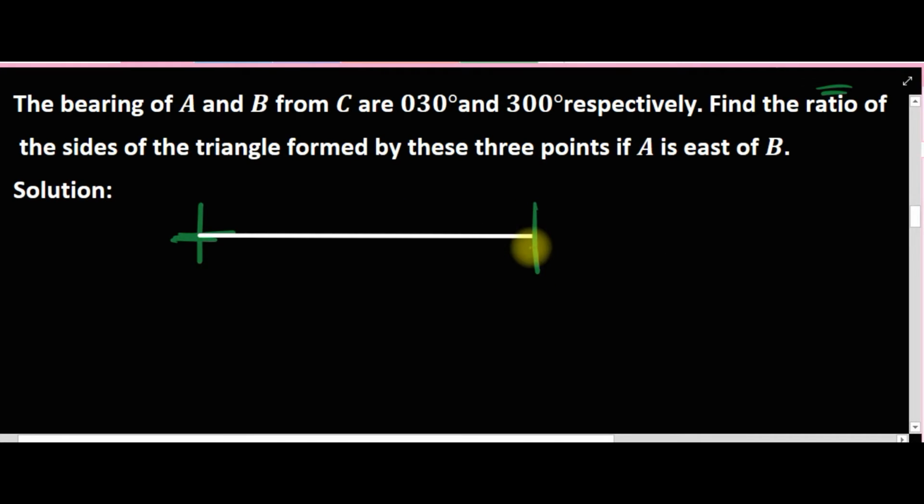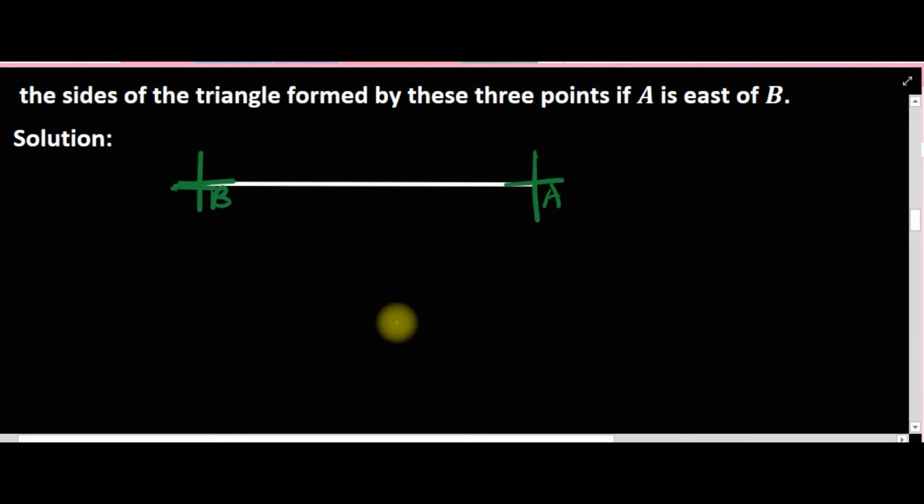So meaning that here is A, east of B. So this is B. The east is here. A is east of B. And our C should be here because they said the bearing is 30 and 300. So this is my C.